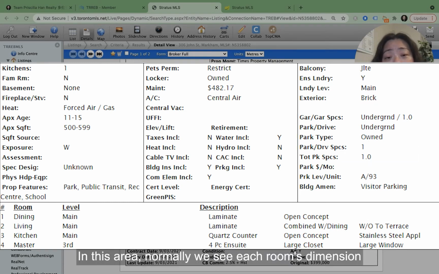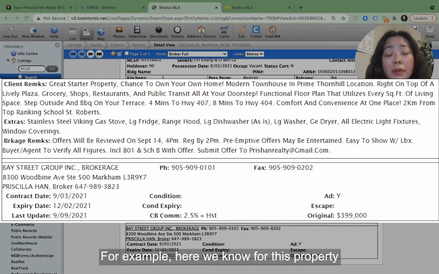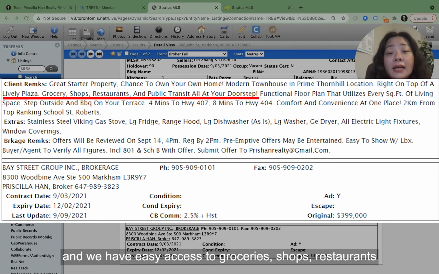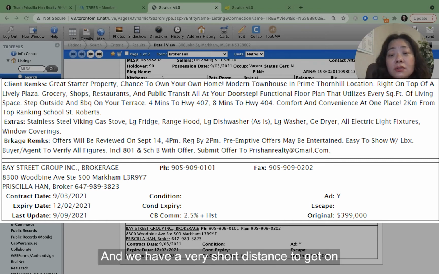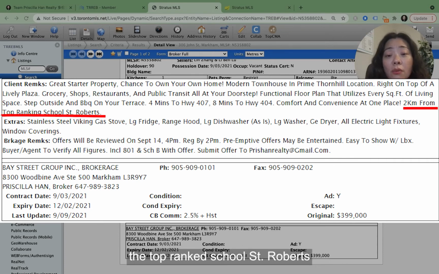All right. In this area, normally we see each room's dimension, but we're lacking this information here. And in client's remarks, we see a lot of important features of this property other than the unit itself. For example, here we know this property is at a very convenient location. We've got a big mall next to us, easy access to groceries, shops, restaurants, and a very short distance to get on 404 and 407. And also we are very close to a top-ranked school, St.